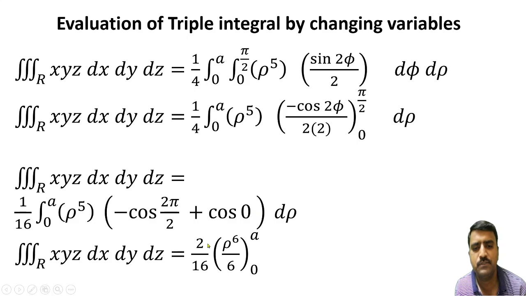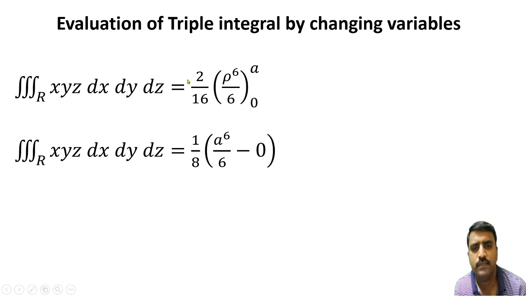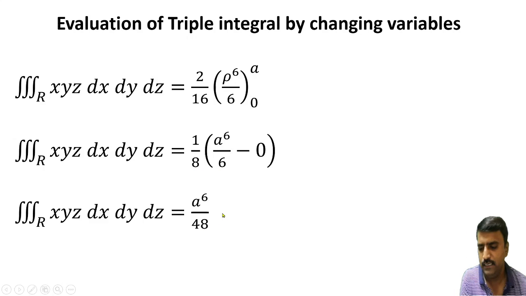So it becomes 2 by 16 into integration of rho to the power 5, which is rho to the power 6 by 6 with limit 0 to a. In the next step you apply the limit. So it is 1 by 8 into a to the power 6 by 6 minus 0. So again it is a to the power 6 by 8 into 6, which is 48. So a to the power 6 by 48 is the required value.